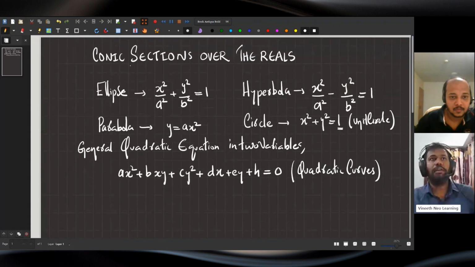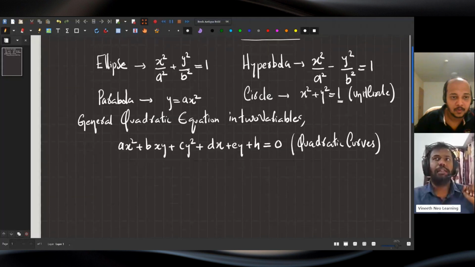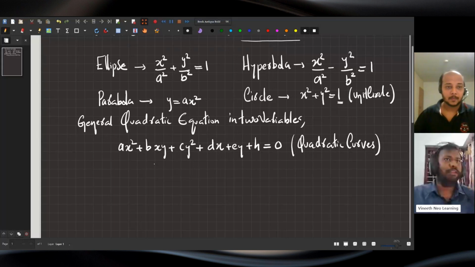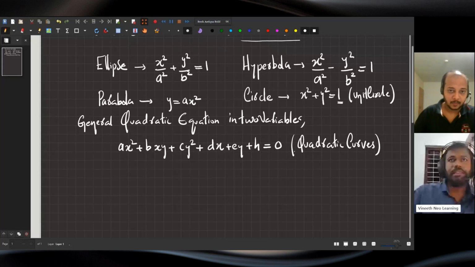I have written here that we are studying conic sections over the real numbers. What does that mean? That means that these variables x and y should only have real values. First of all, note that this is not a polynomial. This is an equation, so this equation does have solutions. The solutions of these equations are values of x and y that satisfy these equations, and the values of x and y should always be real numbers.